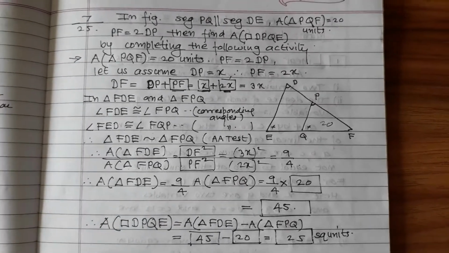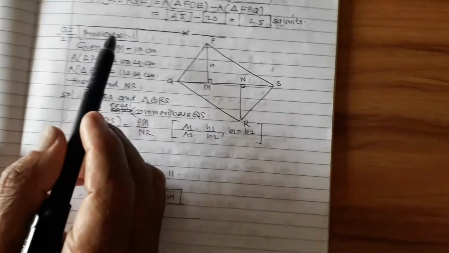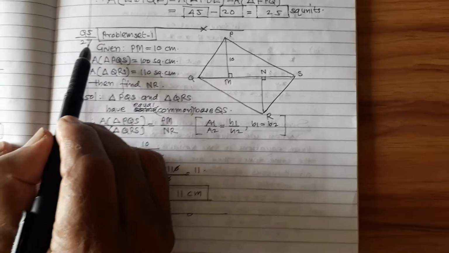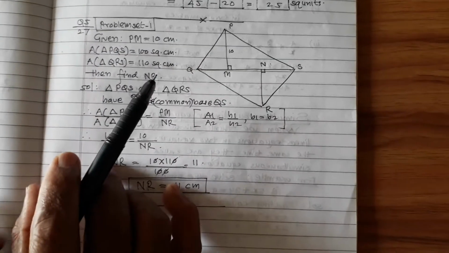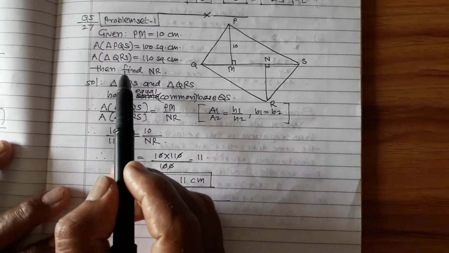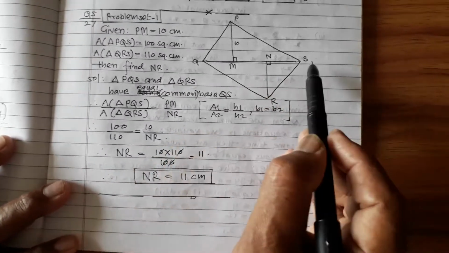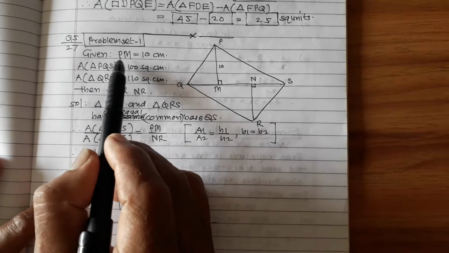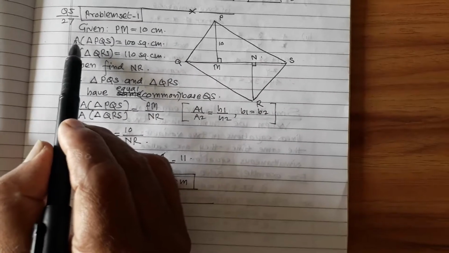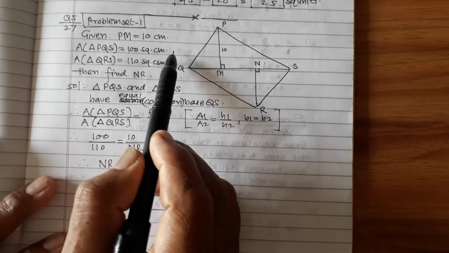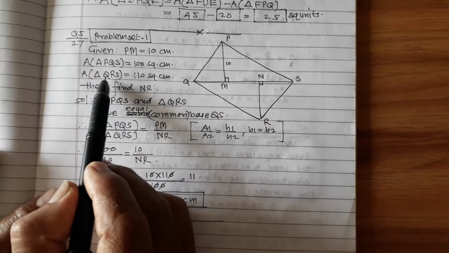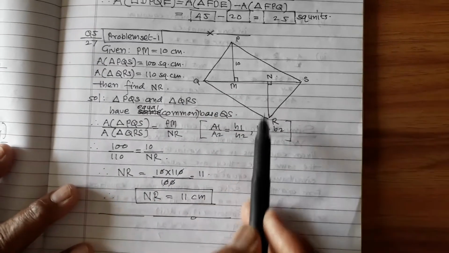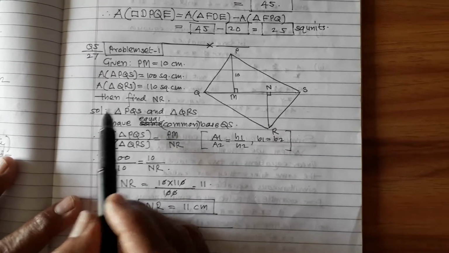Okay, now the next question is from your problem set, question number 5 on page number 27. Now this example is very important for your board exam. This question is many times asked in the board exam. Okay. Now concentrate again. Given PM is equal to 10, area of triangle PQS is equal to 100 square centimeter, area of triangle QRS is equal to 110 square centimeter. Find NR.